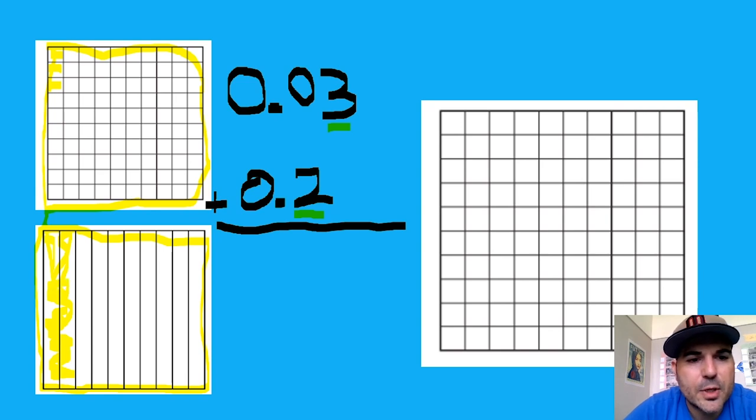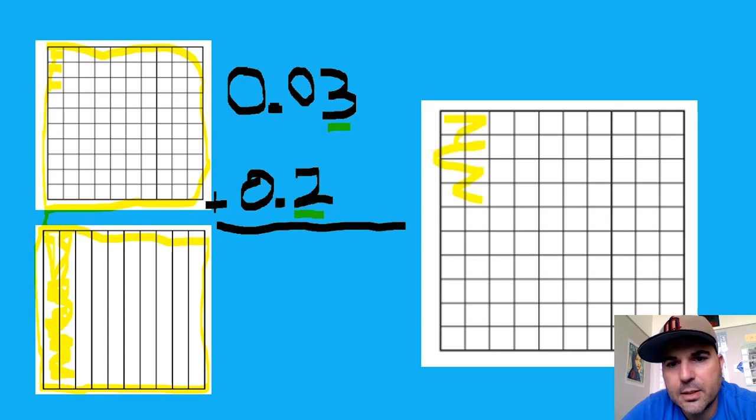this time I'm going to shade in my answer first. I'm going to look at my two decimal grids. Well, it left me with two groups of 10. And I know two groups of 10 is 10, 20. So here's 20 smaller squares, even though I'm showing my tenths. And I look at the top and I had three shaded in.